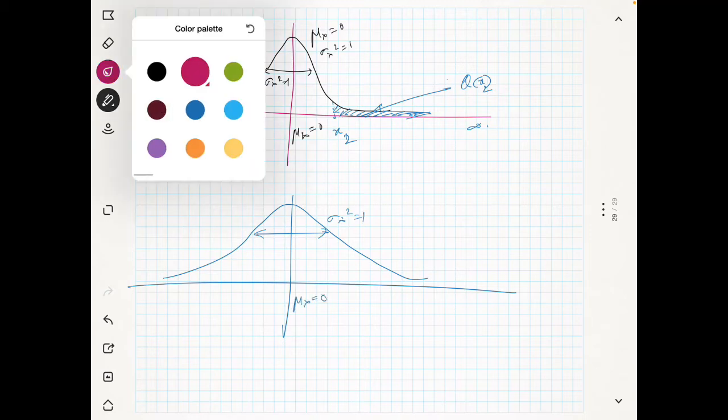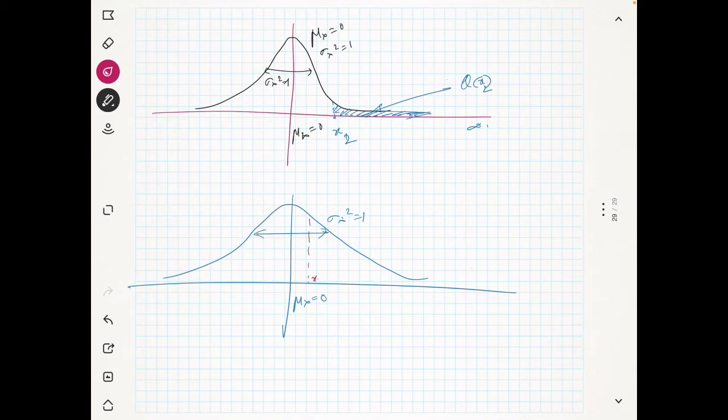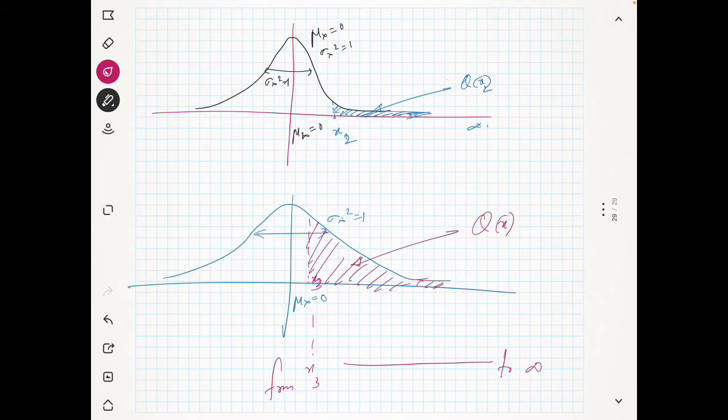Now you have a point here, let's say x3, then this area from x3 to infinity, that's it. This area from x3 to infinity is nothing but the Q of x. Okay, so it is representing the area. So now we will see a problem based on this.